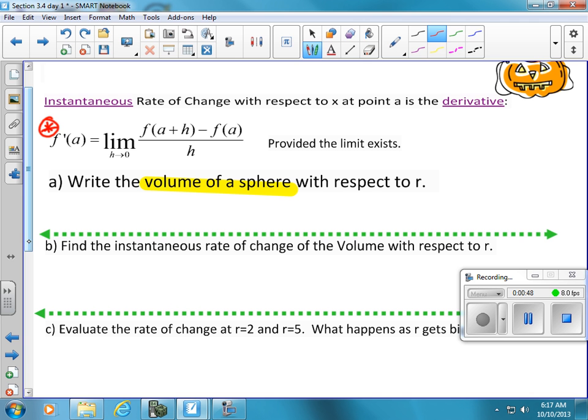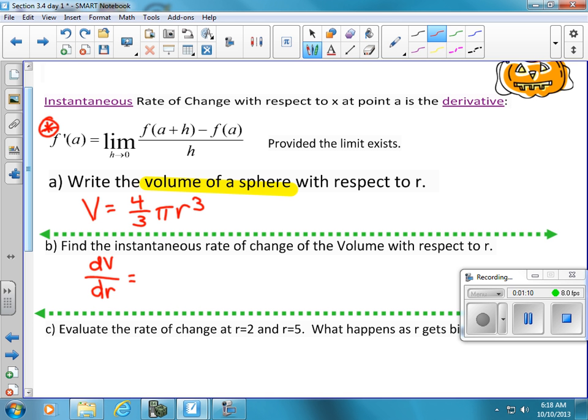We're going to start out by writing the volume of a sphere with respect to r. The volume of a sphere is 4/3 pi r cubed. That's our first thing they ask us to do. The second thing is to write the instantaneous rate of change of the volume with respect to r, the radius.